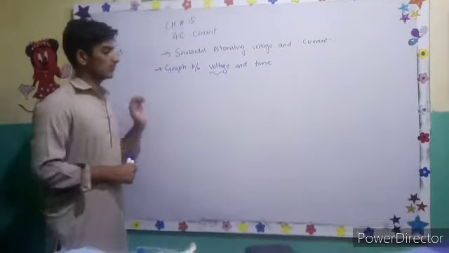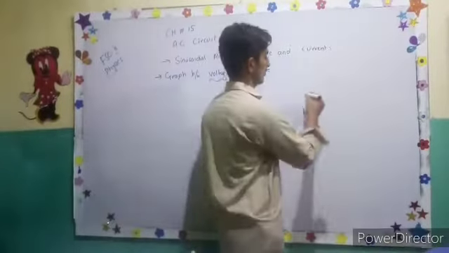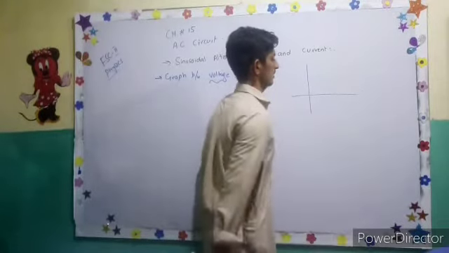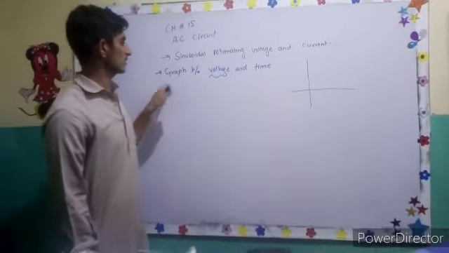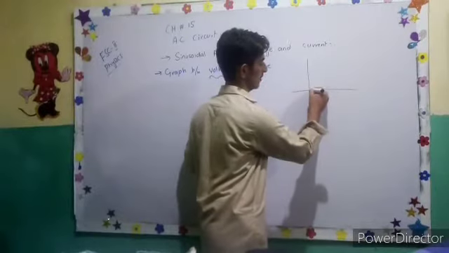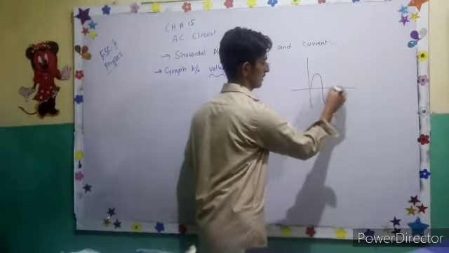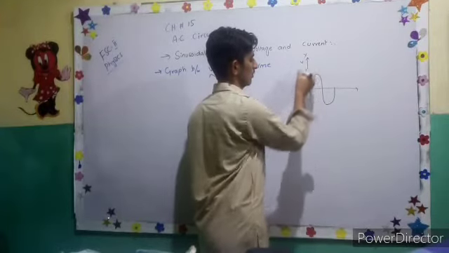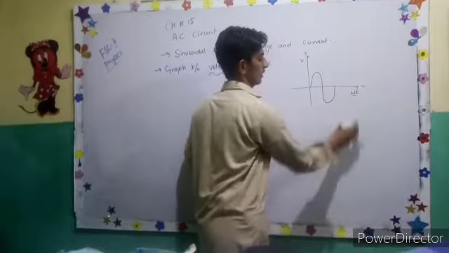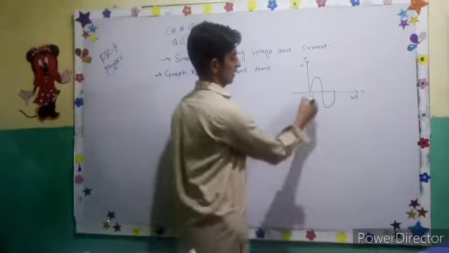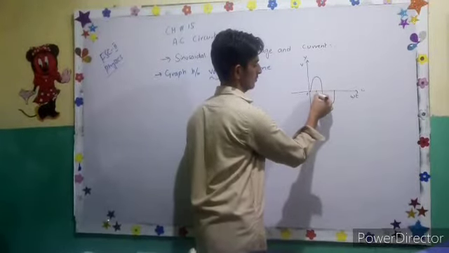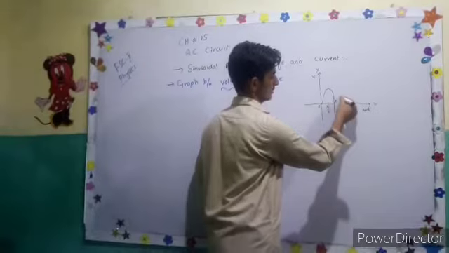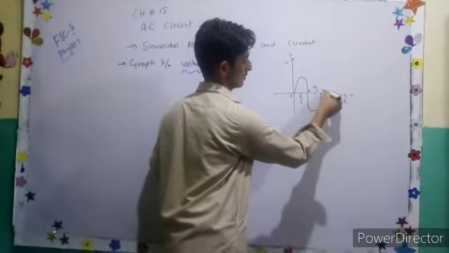First of all, we will draw a graph between voltage and the product of angular velocity with time. That graph has a distinct shape, and for this reason we call it a sinusoidal wave. On the y-axis is voltage, and on the x-axis is the product of angular velocity and time, omega t. Here this is pi by 2, this is pi, this is 3 pi by 2, and at last this is 2 pi.